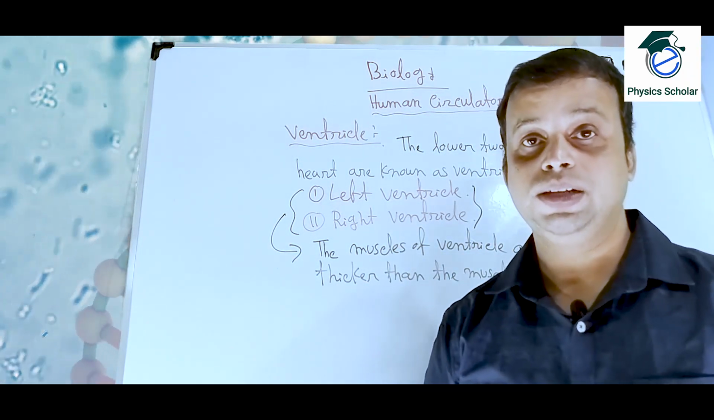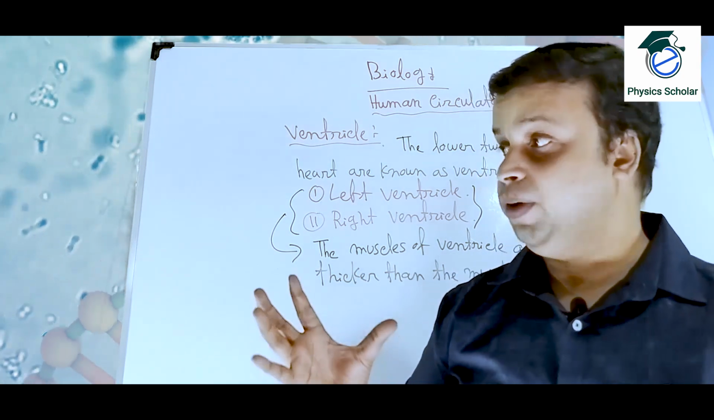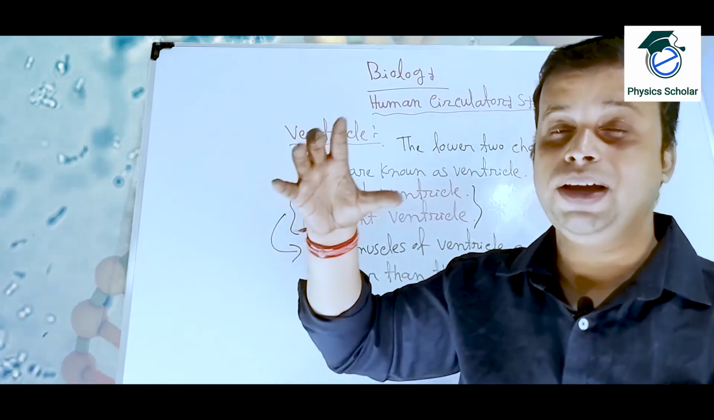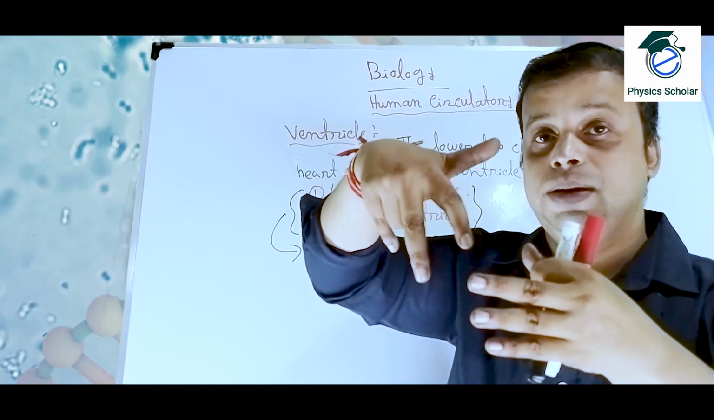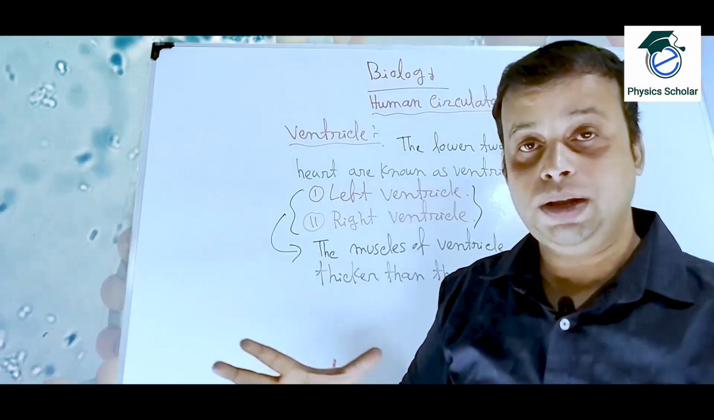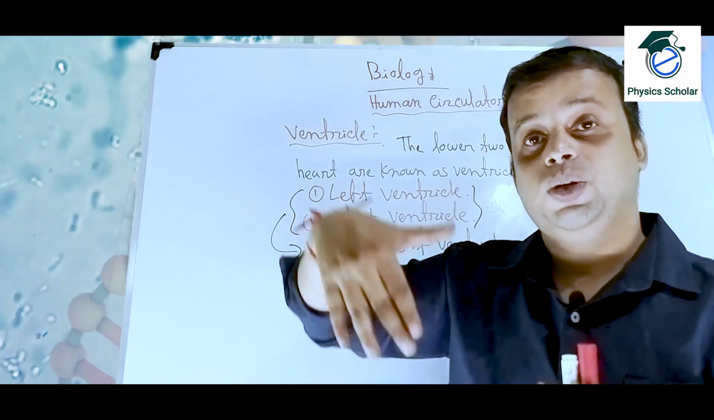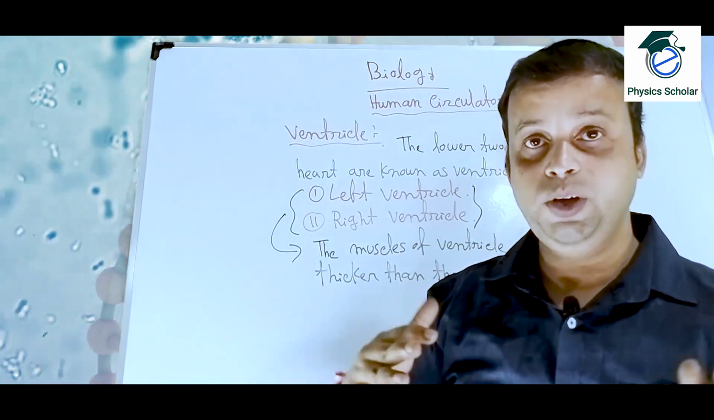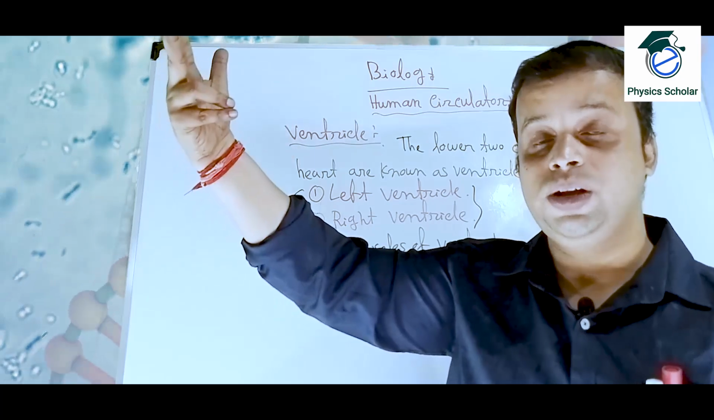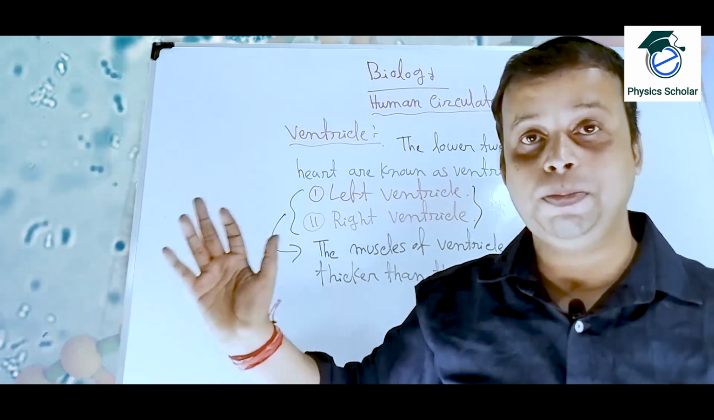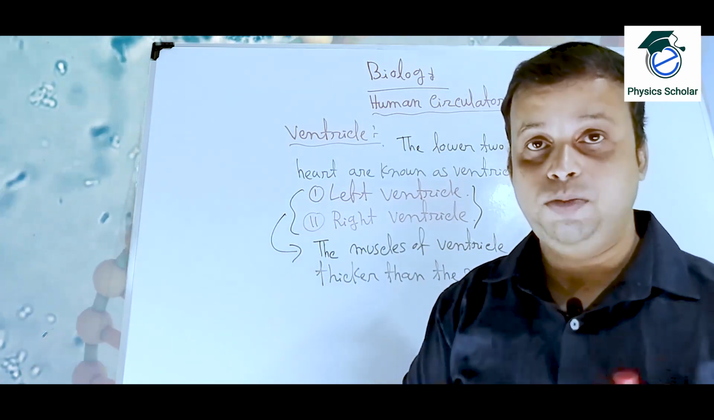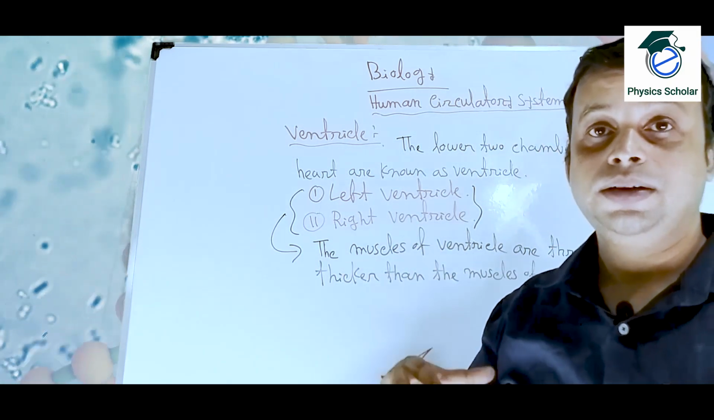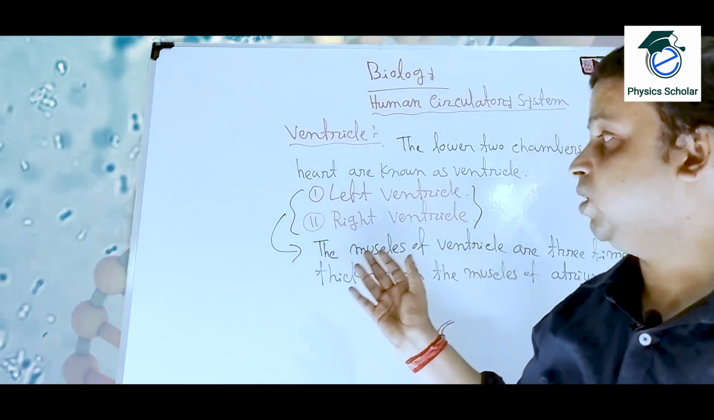Why? Because the ventricle actually supplies the blood to all the parts of our body. The muscles of the atrium only supply the blood from the atrium to the ventricle, but the muscles of the ventricle need to supply the blood to all parts of our body, to the lungs, to the upper part, to the lower part, all the parts. Pure blood as well as impure blood. The impure blood will go to the lungs and the pure blood will go to all the parts of our body. So it needs more energy, more pressure. So that's why the muscles of the ventricles are three times thicker than the muscles of the atrium.